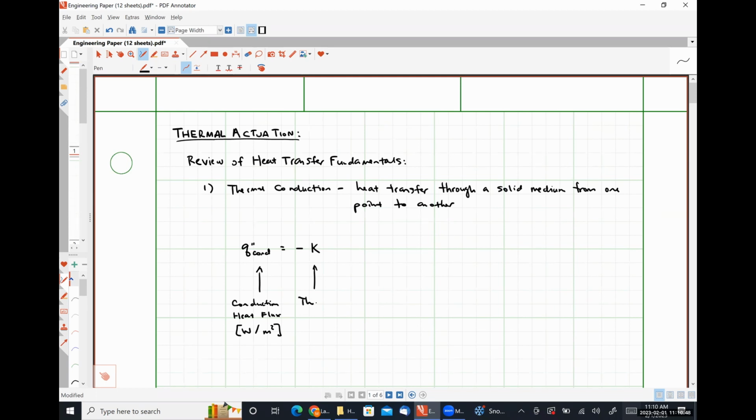This is the thermal conductivity measured in watts per meter Kelvin times the derivative in temperature with respect to X. So this gives us conduction along a specific axis. Okay.